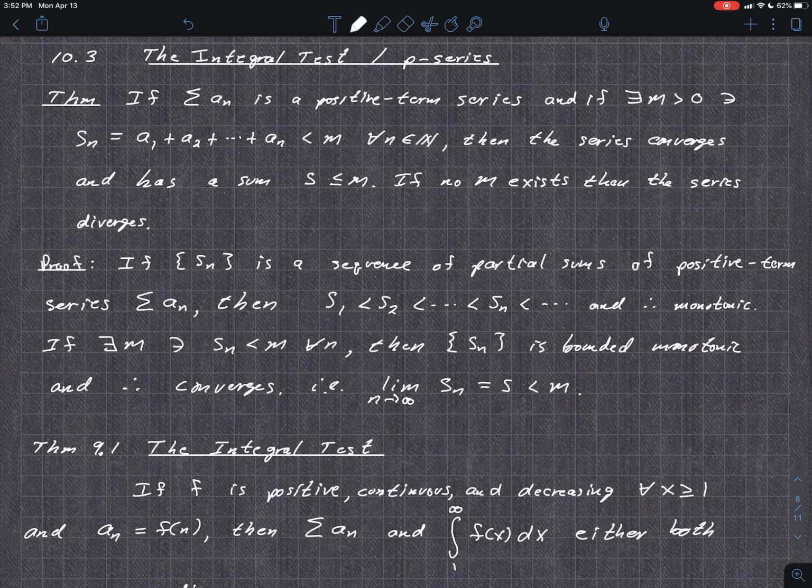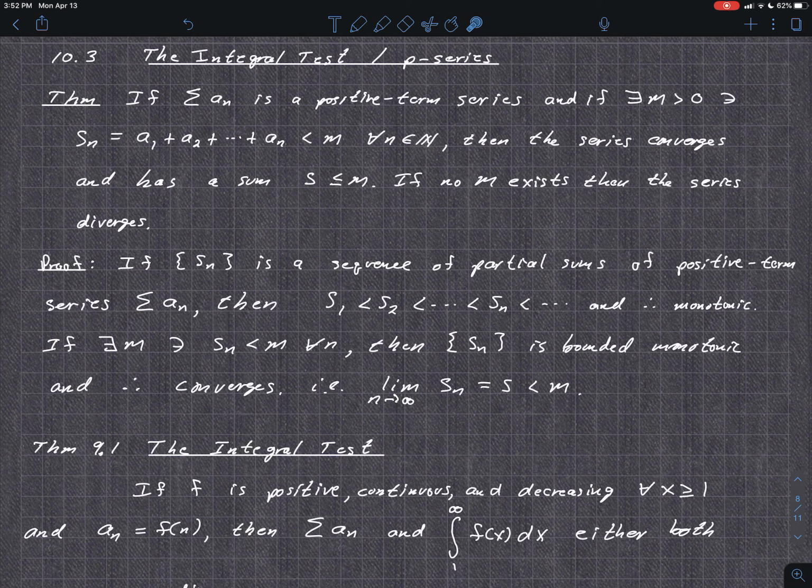Now let's get started on 10.3. This is the integral test, and we'll talk about p-series. This is when we first start developing tools to determine if these infinite sums or infinite series converge or diverge. So before we get started on that test, let's look at this theorem.